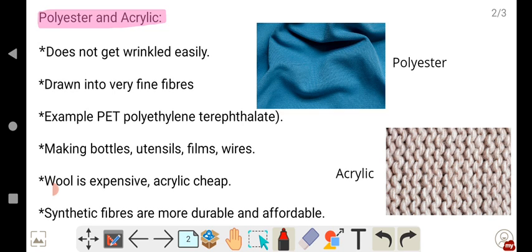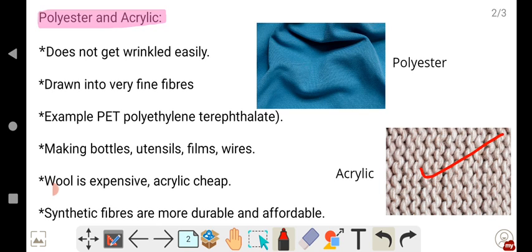Then, coming to acrylic. You might have heard this word acrylic. It resembles wool. Acrylic is similar to wool. In the picture you can see here, this is acrylic. By seeing it, all of a sudden we feel that it is wool, but it is not wool. So all the sweaters are not made up of wool. Some are made up of acrylic fabric, which we think of as wool.